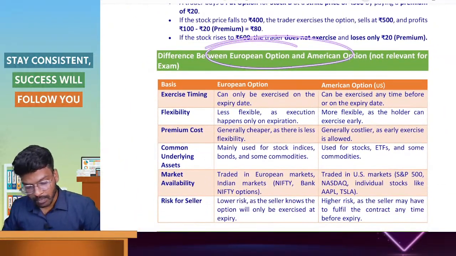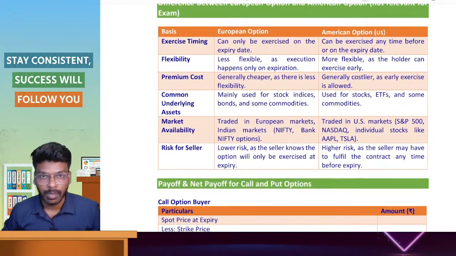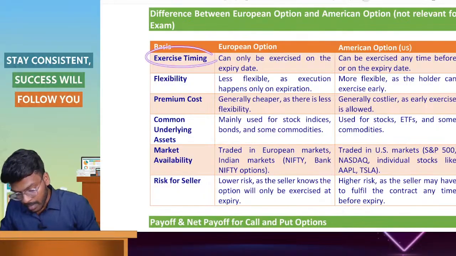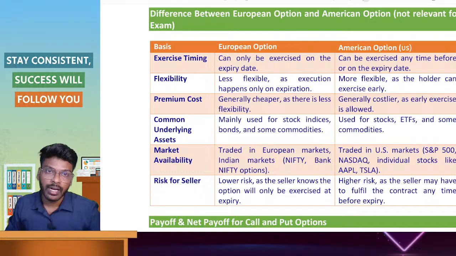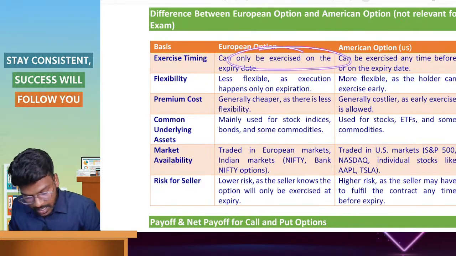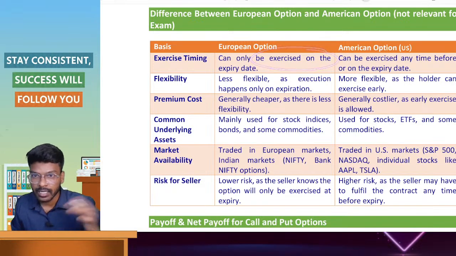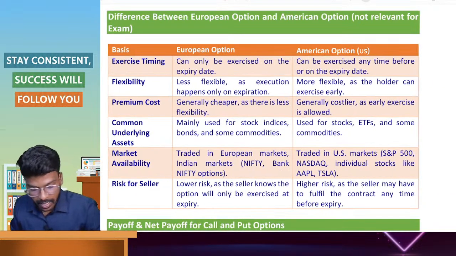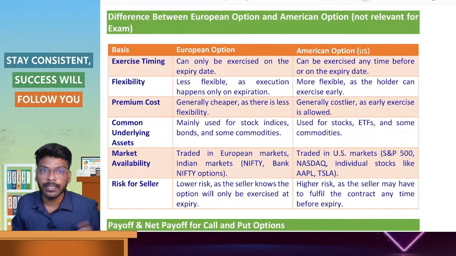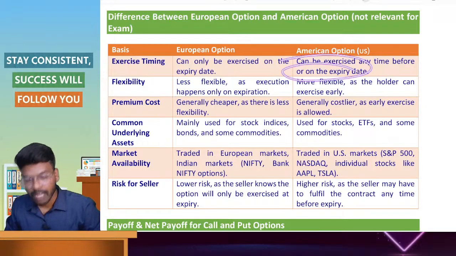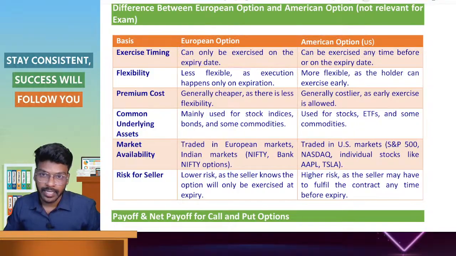Difference between European option and American option: this is not relevant for examination purposes, but the timing of exercising the option will differ. In case of a European option, the option can be exercised only on the maturity date, but in case of an American option, it can be exercised before the maturity date or on the maturity date. The major difference is the exercise date.